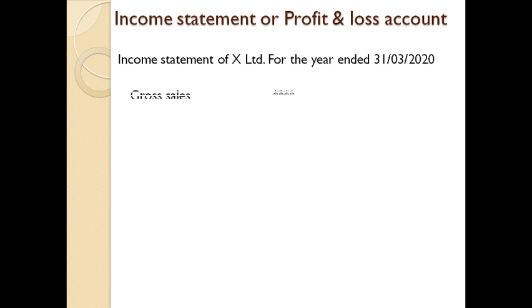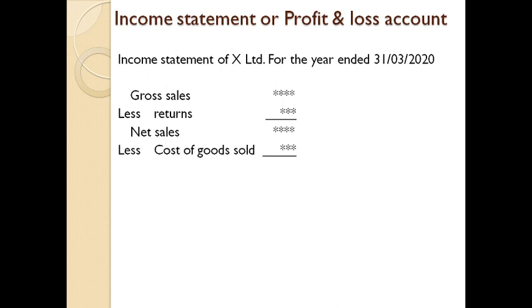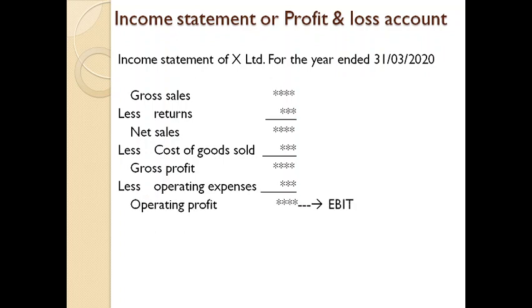It's an example of an income statement. Gross sales less returns, you will get net sales. From net sales, if you deduct cost of goods sold, you will get gross profit for the period. From gross profit, if you deduct operating expenses, you will get operating profit or earnings before interest and tax. EBIT is otherwise known as earnings before interest and tax.